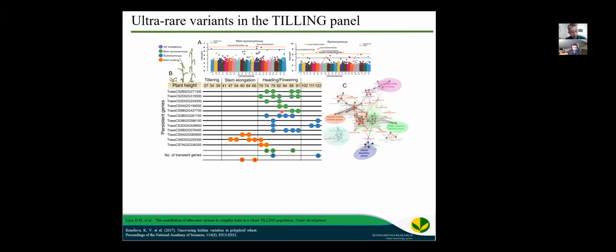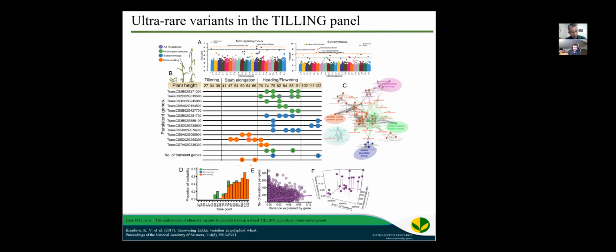Just to show that indeed we have many patterns of persistent genes. As you can see here, the non-synonymous is more present in the heading, the way that we observed in synonymous. However, we observed the non-coding in the stem elongation. Why? We still need to look at that.